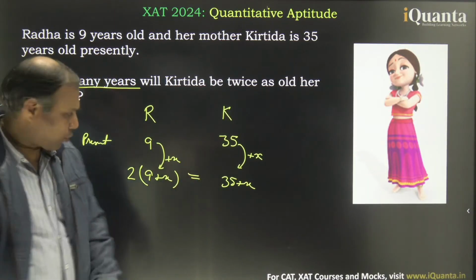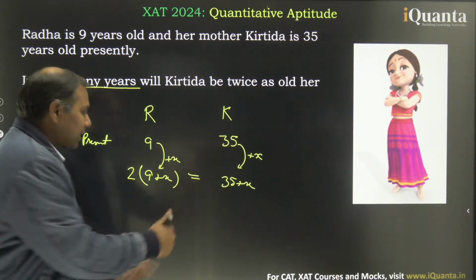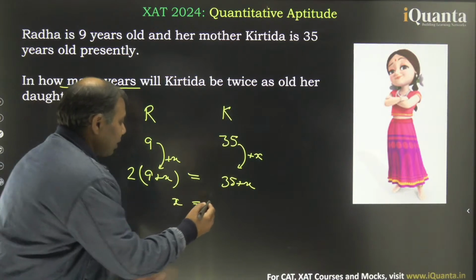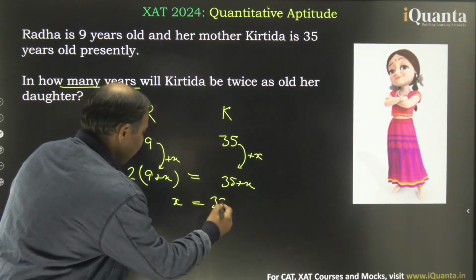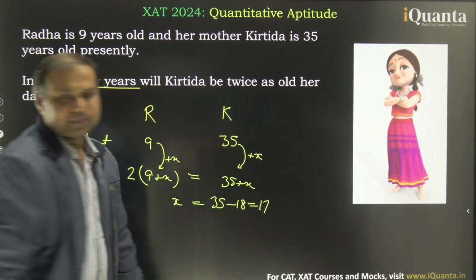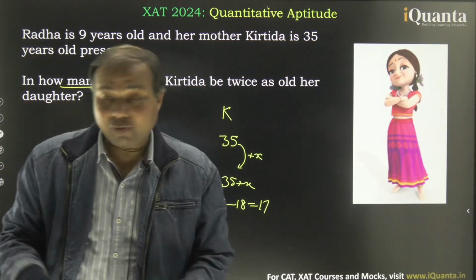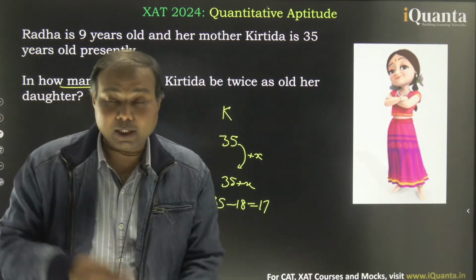That was an easy question. That was not difficult. So the variable part is 2x, x. So x comes out to be 35 minus 18, which is 17. Right? That was easy. But now many of you have solved it just by working with numbers, using some logic.